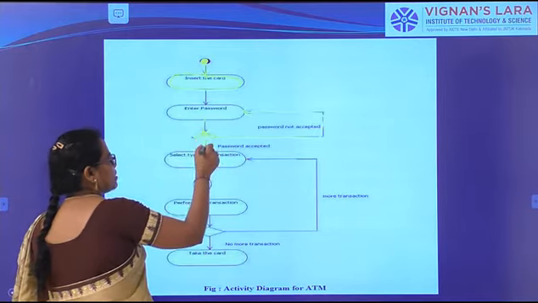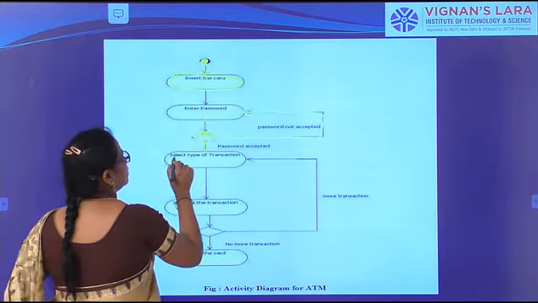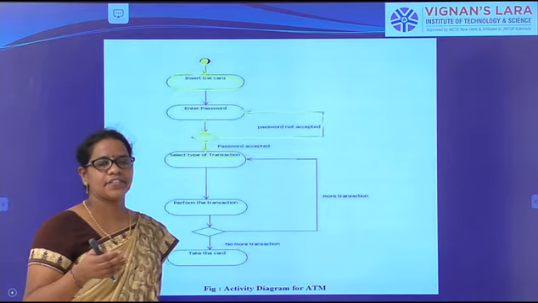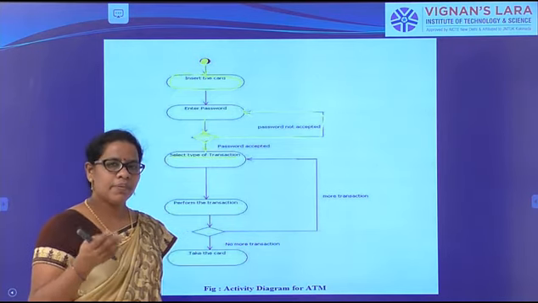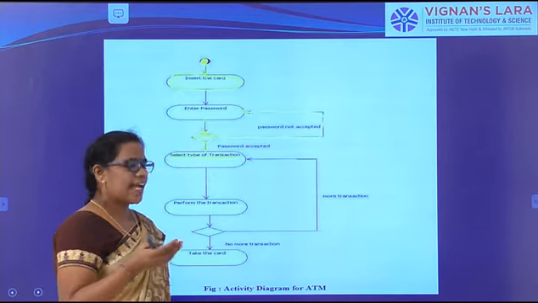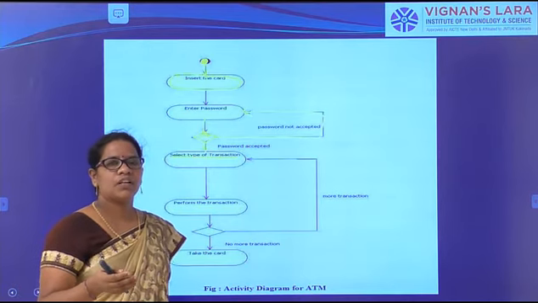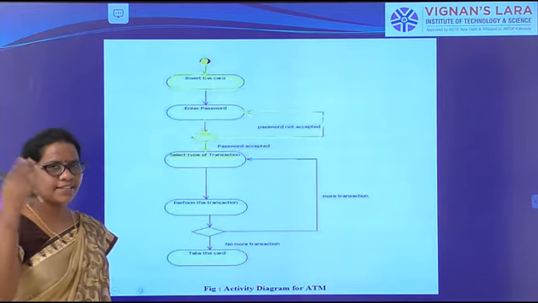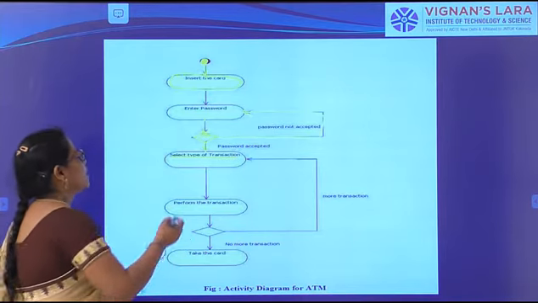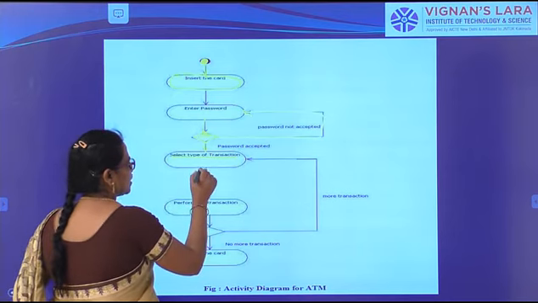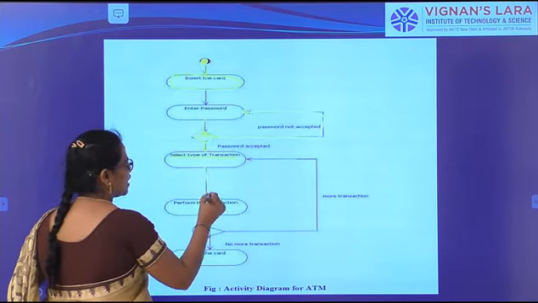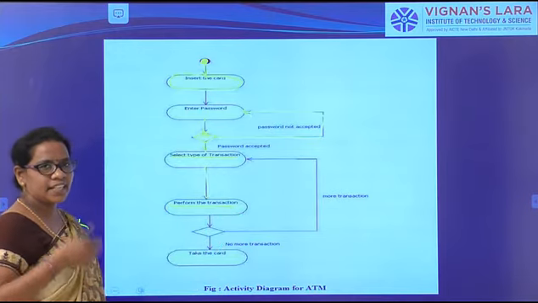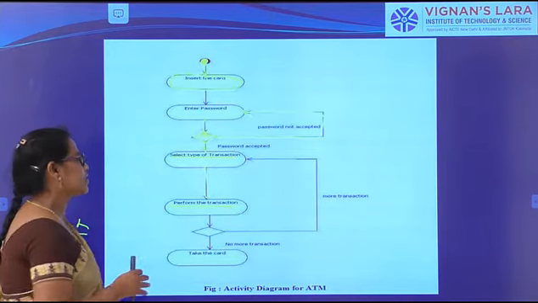If the password is accepted, you have to go for select type of transaction. You will have different types of transactions. What are the types of transactions? Maybe cash withdrawal or mini statement or changing of the password or changing of the pin, whatever it is. So different types of transactions are there with the ATM. With that we go for select type of transaction. After selecting the type of transaction, we will perform the transaction, either cash withdrawal or mini statement, whatever it is.